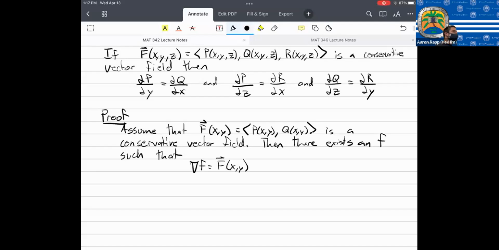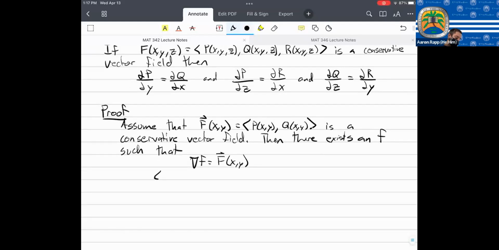But how do I build the gradient of f? It's a vector. Its first component is built from what? Partial with respect to x. And what's the second component made of? Partial with respect to y. Which means if those two things are equal, then how we also represent that vector field F is as a function P and function Q.